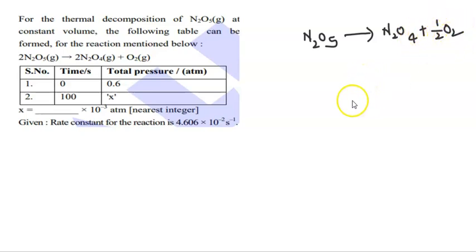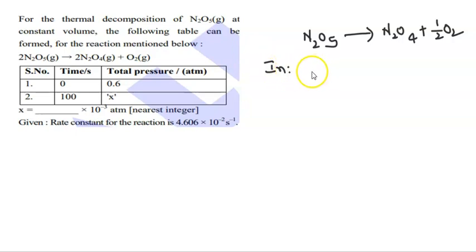For the thermal decomposition of N2O5 at constant volume, the following table is formed, with the reaction mentioned below: 2 N2O5 gives rise to 2 N2O4 plus O2. So the reaction given is N2O5 gives rise to N2O4 plus half O2. That is the first order reaction. So if I multiply throughout the equation by 1 by 2.